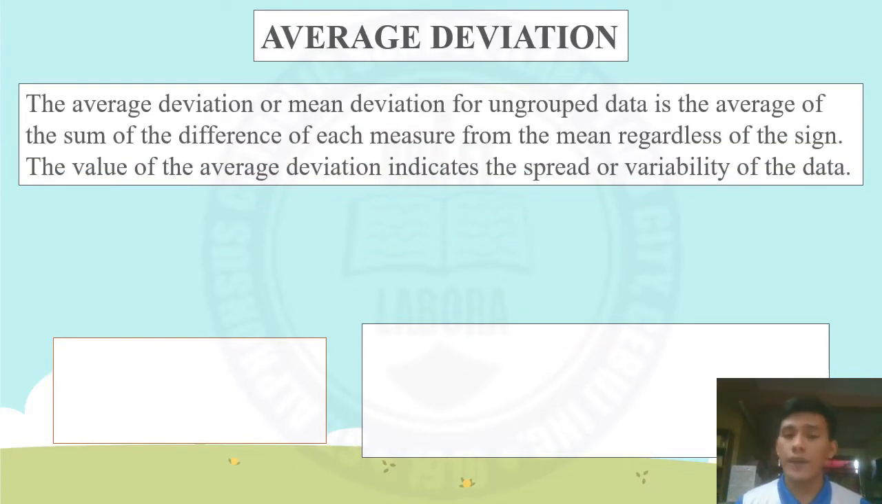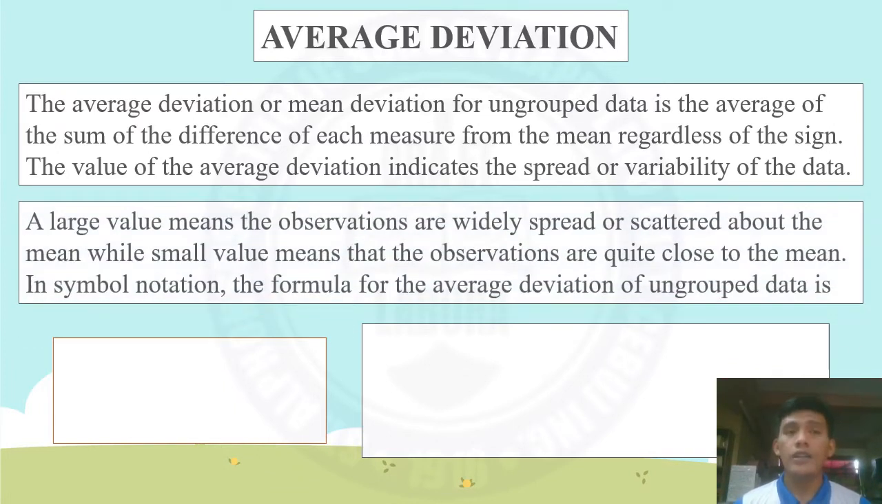When you say average deviation or mean deviation for ungrouped data, it is the average of the sum of the difference of each measure from the mean regardless of the sign. The value of the average deviation indicates the spread or the variability of the data. A large value means the observations are widely spread or scattered about the mean, while a small value means that the observations are quite close to the mean.